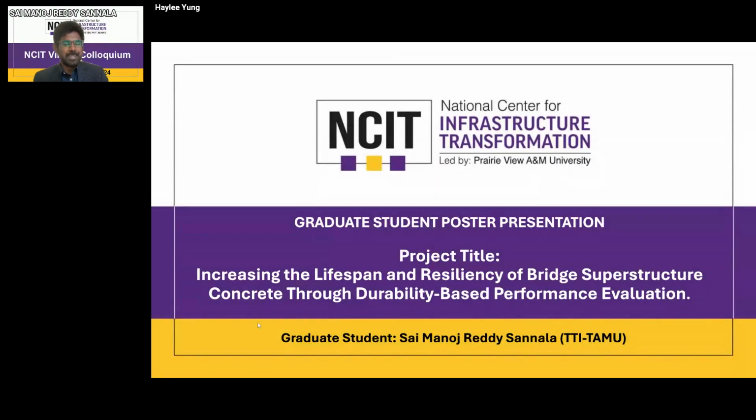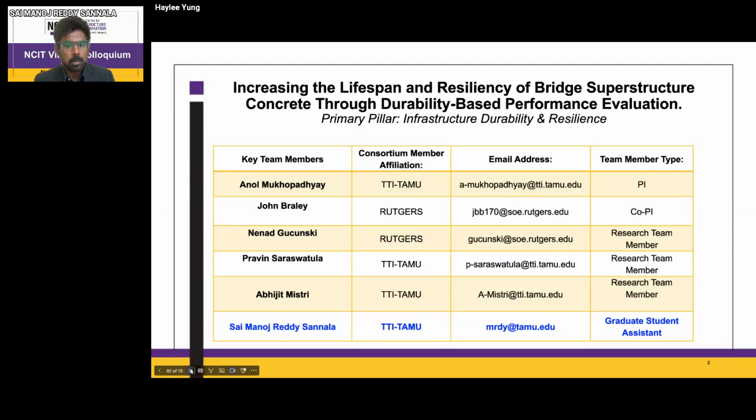Today, I'm going to present on the project increasing the lifespan and resilience of the bridge superstructure concrete through the durability-based performance evaluation. This is a small area of research work. I'm working under Dr. Anol Mukhopadhyay. Next slide. These are the team members involved in this project.